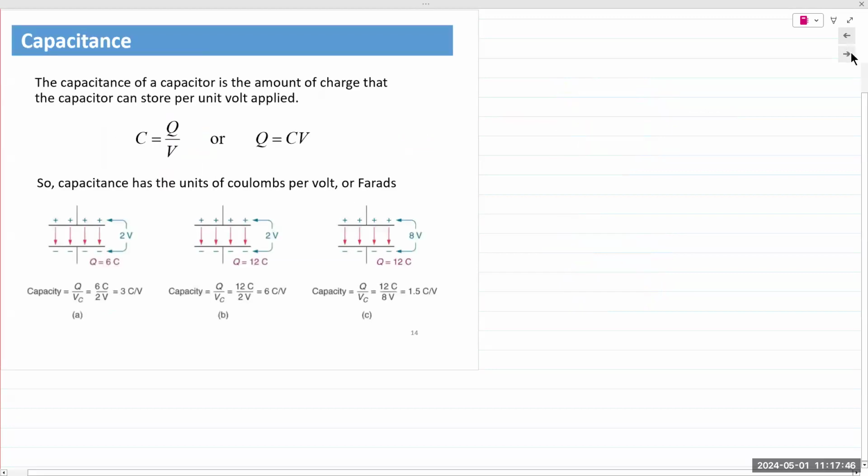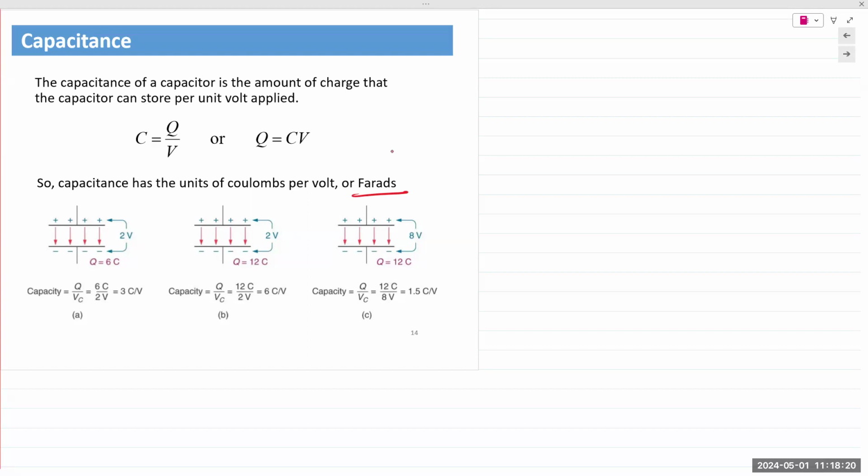Okay. Capacitance is the amount of charge that is stored. You apply a voltage of 1 volt. If it stores a charge of 1 coulomb, we say that the capacitance is 1 coulomb per volt. The unit is named after who? Michael Faraday. Absolutely.